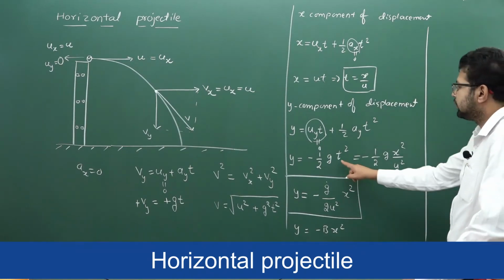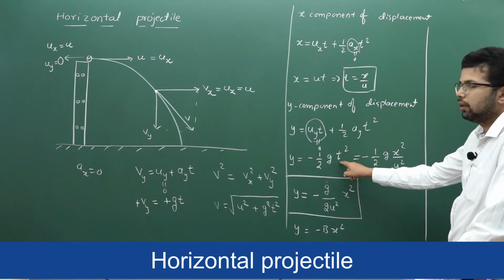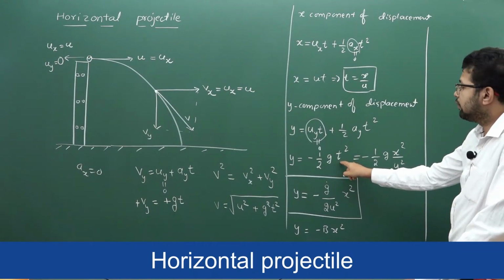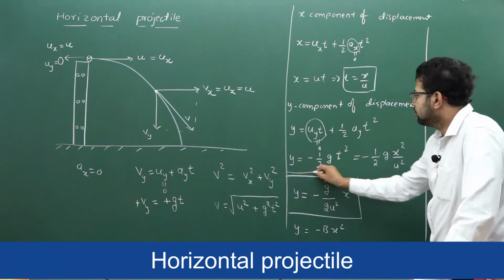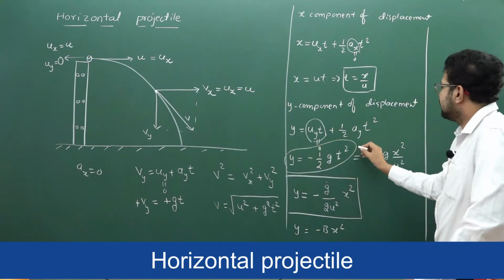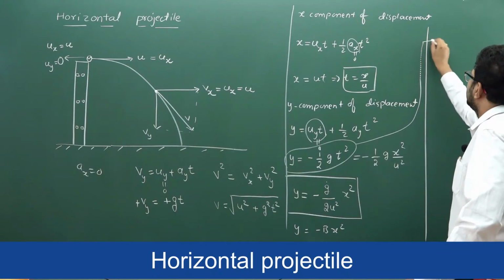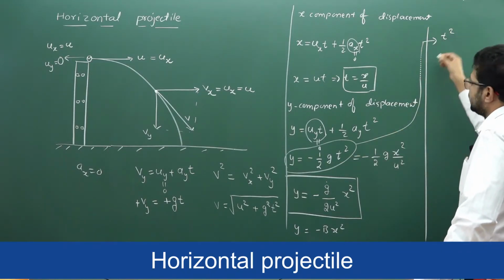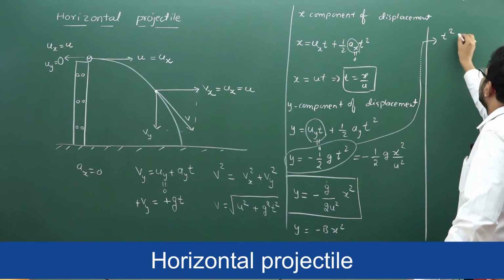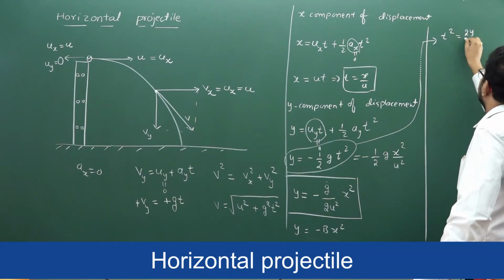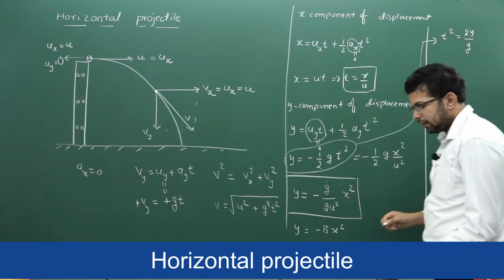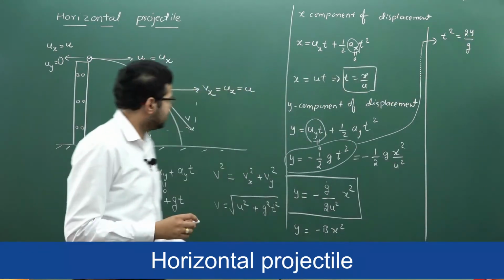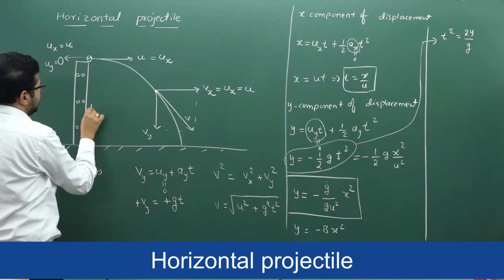Or see, from this equation I can also calculate the time required for the projectile to reach the ground. How to calculate time required for the projectile to reach the ground? So, if I rearrange this equation, I will get t square equal to 2y by g. Let us suppose that I will take height of the tower as h.